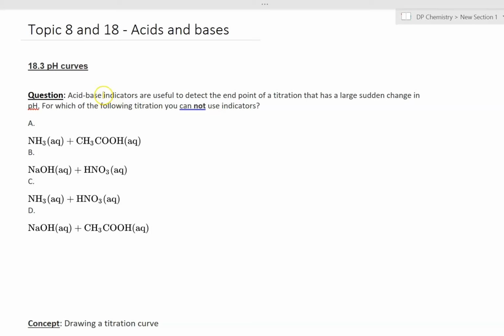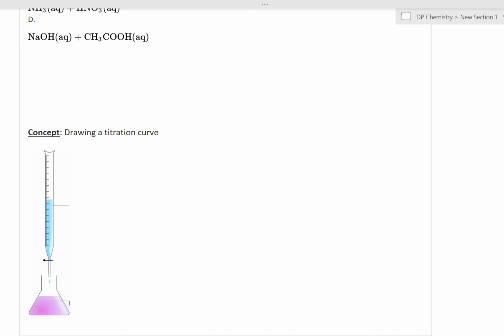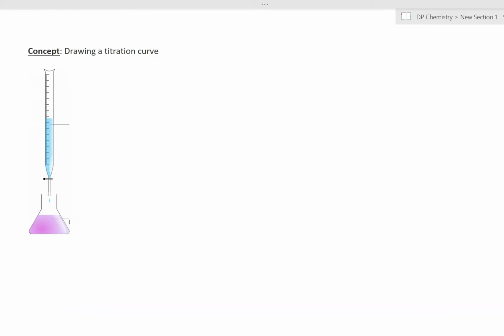The keywords in these questions are indicators, endpoint, titration, large sudden change, and not. Most keywords remind us of a concept about the titration curve. The concept of titration curve is the same whether you mix an acid with a base or a base with an acid. Essentially, the unknown acid or base is in a flask.